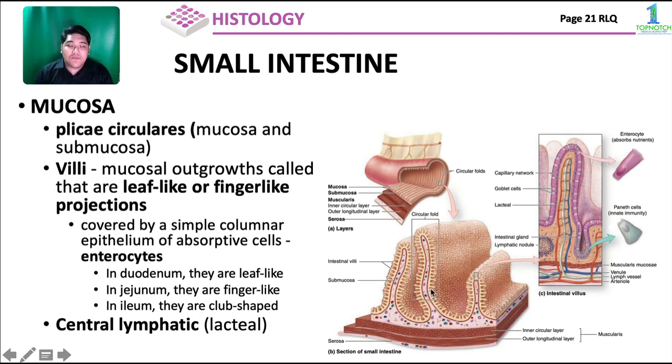And your villi are the same mucosal outgrowth. Depending on the area of the small intestine, nagbabago yung shape niya. For example, in the duodenum, it is leaf-like. In the jejunum, it's finger-like. And in the ileum, it's club-shaped. Okay? Important din, alam nyo, here in the villus, dyan located yung lacteal or the central lymphatic. Important in the absorption of certain nutrients.